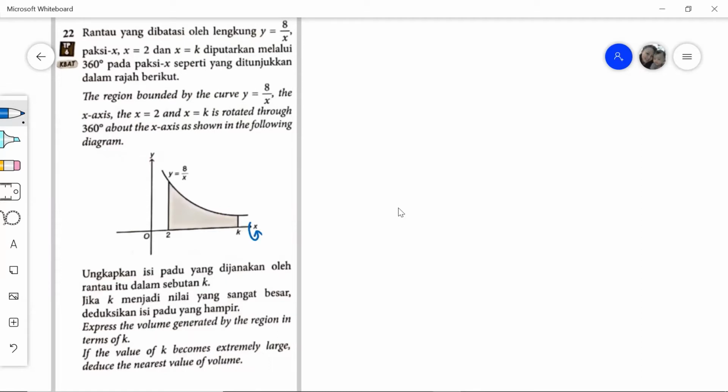In this case, the volume generated will use the formula V equals pi integral of y squared, because we rotate about the x-axis, so the subject must be y squared. The boundaries will be x1 and x2. Then we have to express the volume generated by the region in terms of k. Okay, let's generate that first.